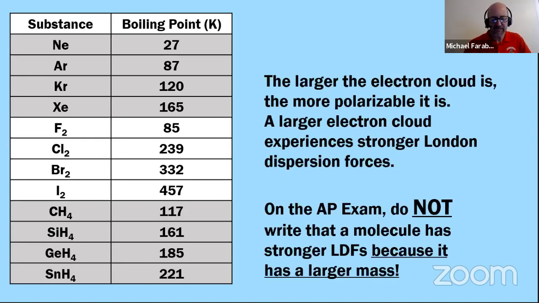Now, be very clear. While xenon is, in fact, heavier than neon, iodine as a molecule is heavier than fluorine, and tin tetrahydride is heavier than methane, do not say as your explanation that a molecule has stronger LDFs because it is heavier or because it has a larger mass. Talk about the larger electron cloud, and you can say words like polarizable or greater polarizability.